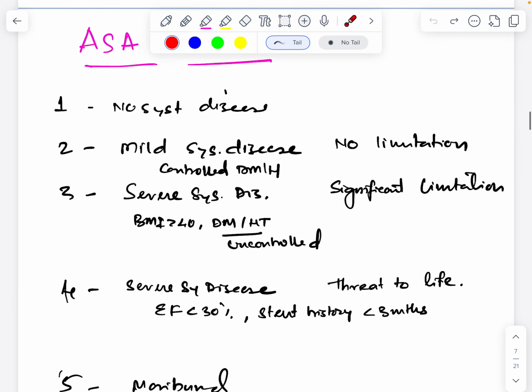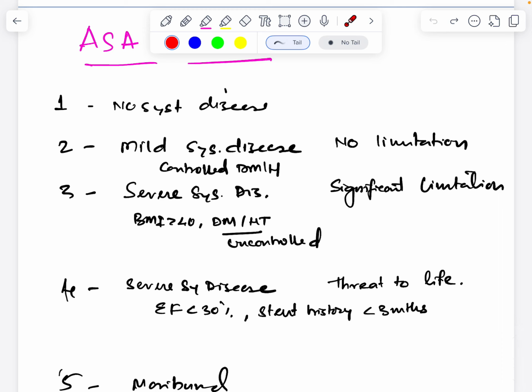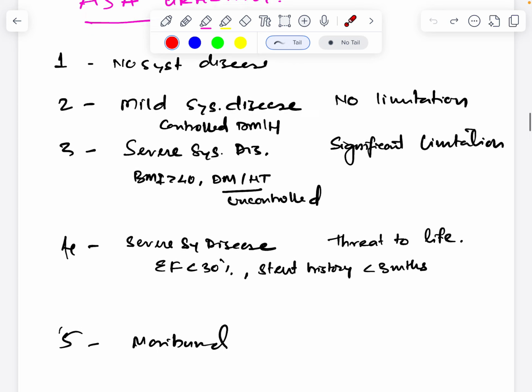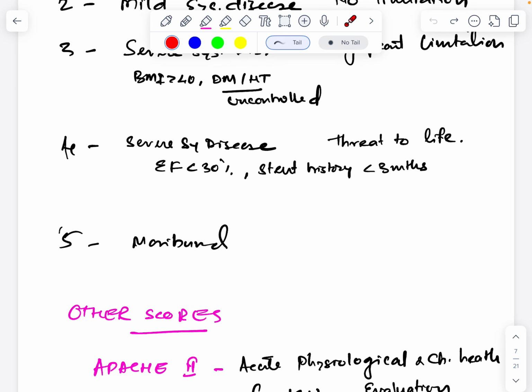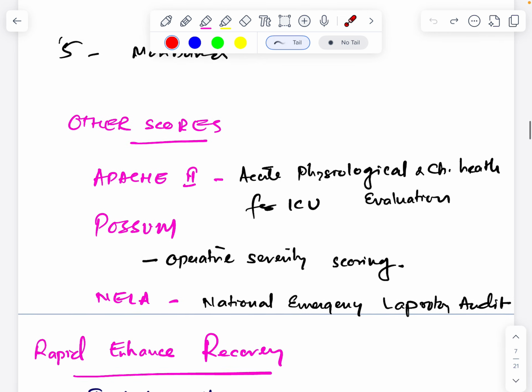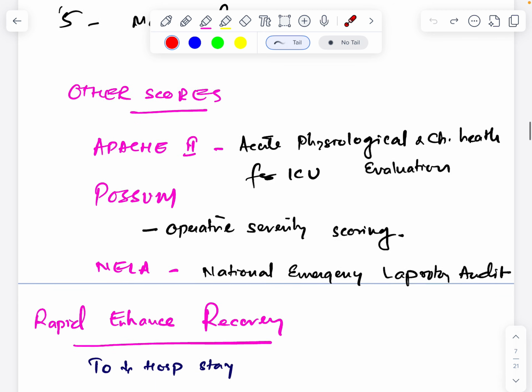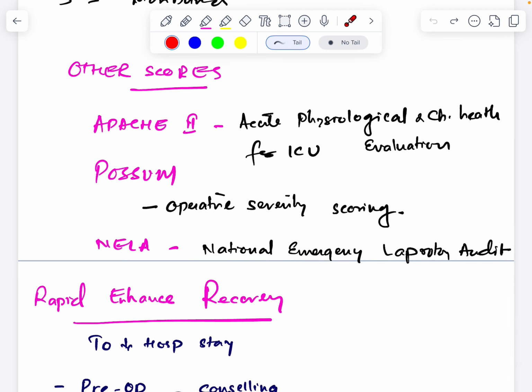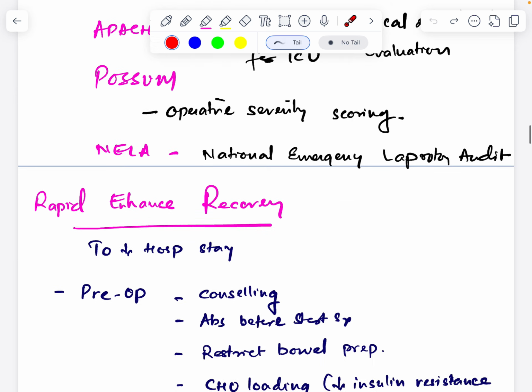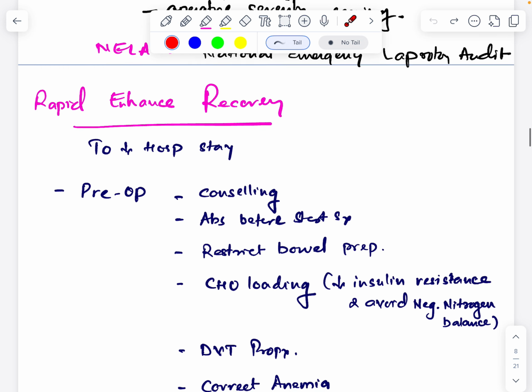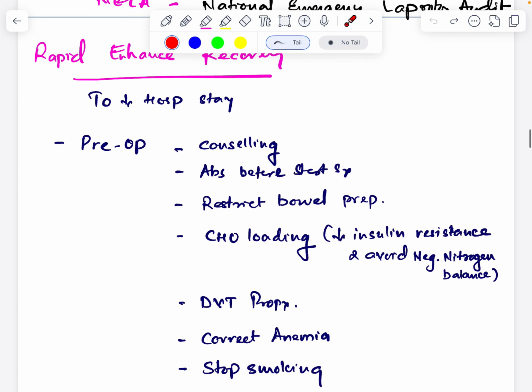ASA grading: no systemic disease, mild systemic disease with no limitations, controlled diabetes, hypertension, smoking, alcohol will be 2. Severe hypertension, BMI more than 40, uncontrolled diabetes, significant limitation is 3. ASA 4 has risk, ejection fraction less than 30%, stent history less than 3 months. Moribund is 5. APACHE, acute physiological score, for ICU evaluation; POSSUM for operative severity scoring; NELA, National Emergency Laparotomy Audit.